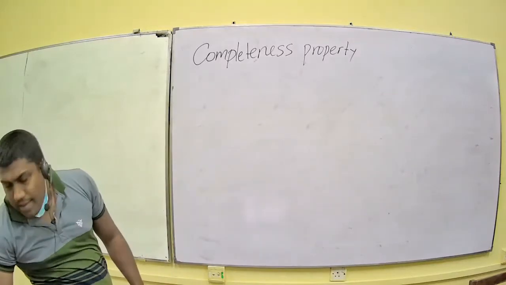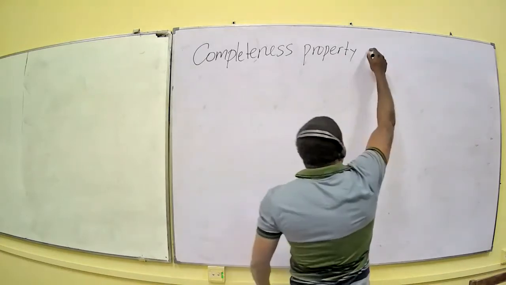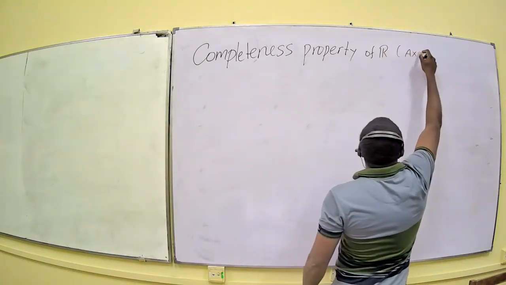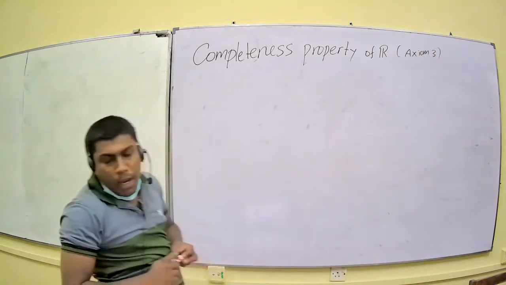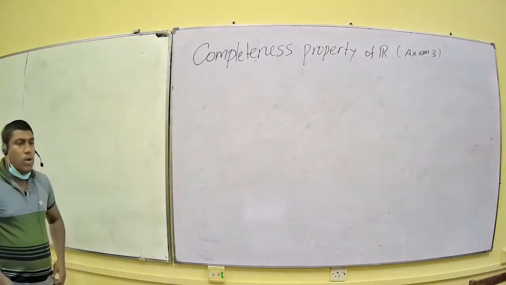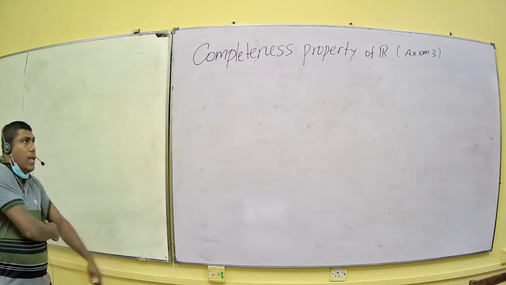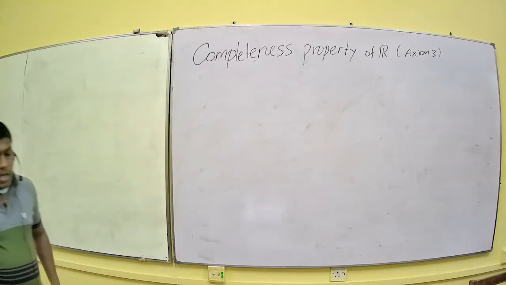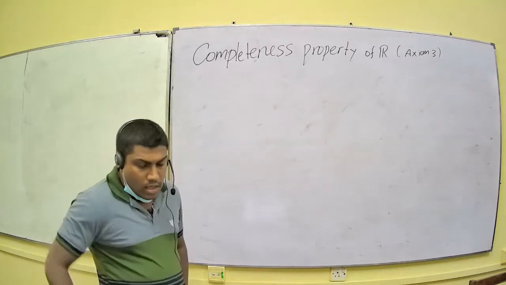Right, so this is going to be axiom number 3. Axiom 1 is algebraic properties, addition and multiplication. Axiom 2 is order properties. So we did that, and now this is about axiom 3, that is the completeness property.